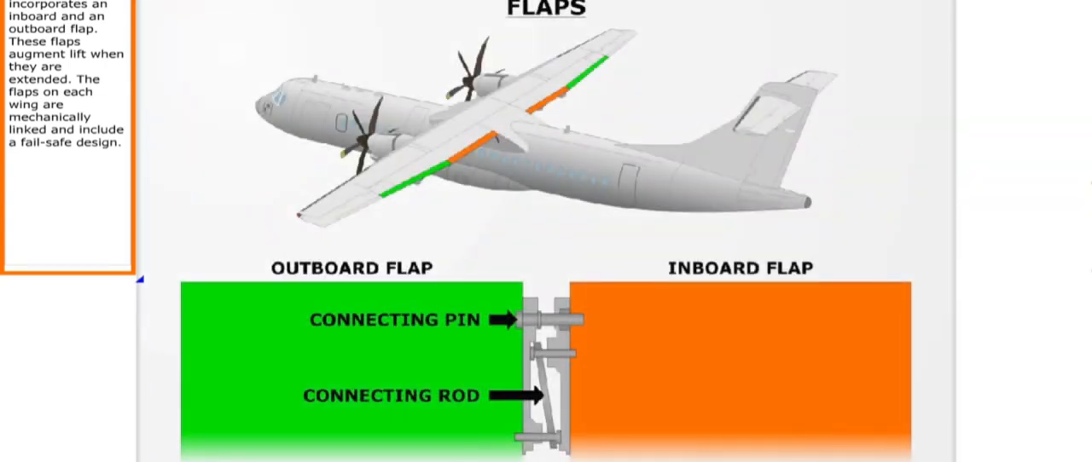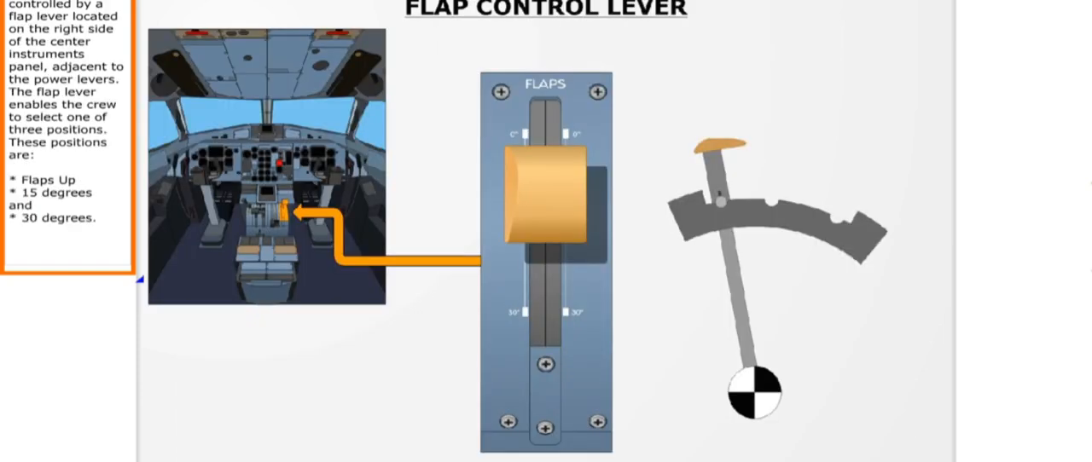Each wing incorporates an inboard and an outboard flap. These flaps augment lift when they are extended. The flaps on each wing are mechanically linked and include a fail-safe design. The flaps are controlled by a flap lever located on the right side of the center instruments panel, adjacent to the power levers. The flap lever enables the crew to select one of 3 positions.